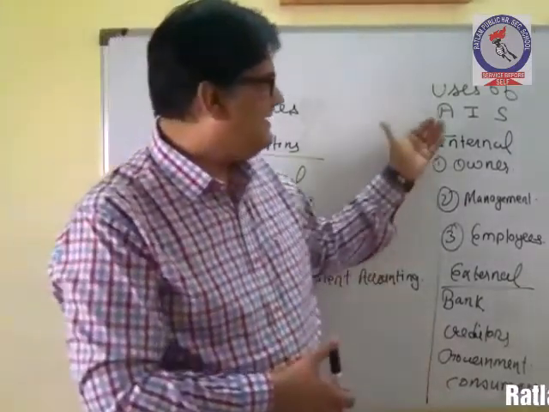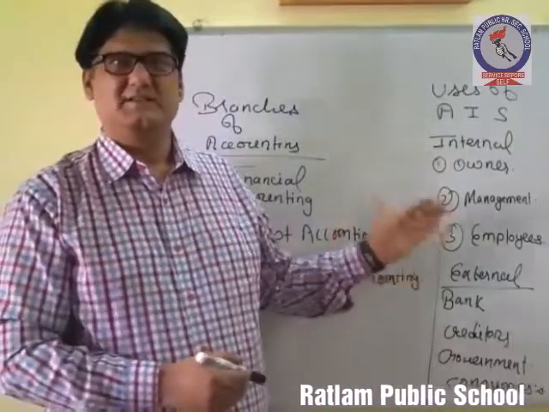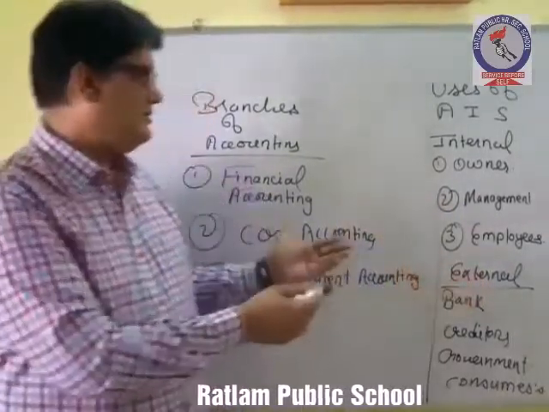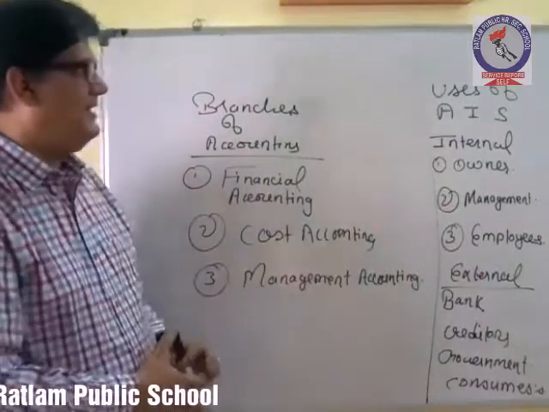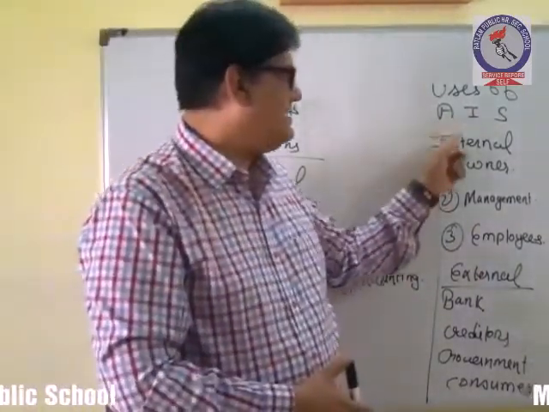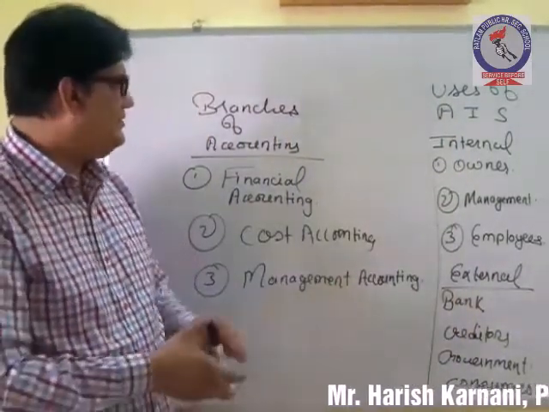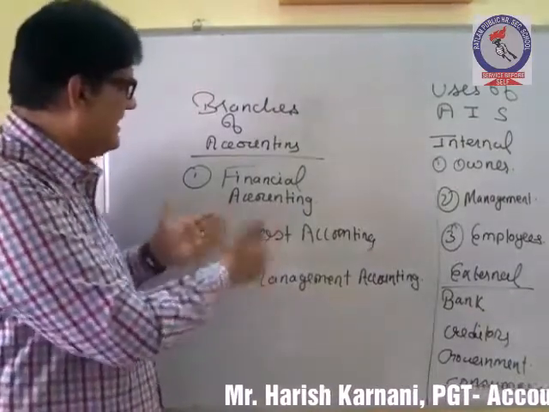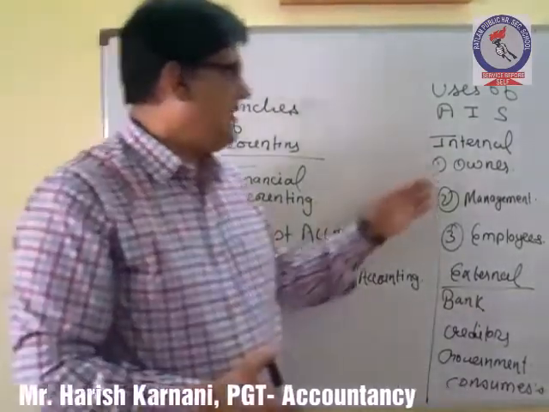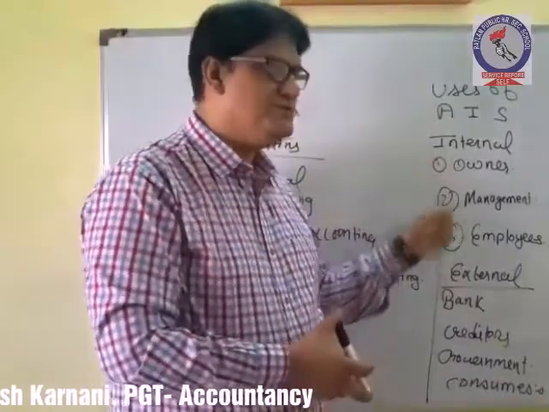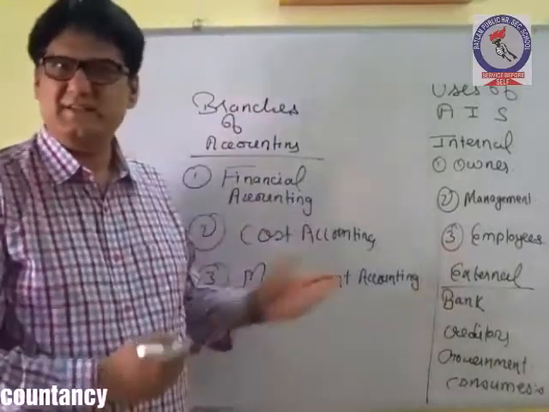So these are the various users of the accounting information system. By going through these two topics, the branches of accounting and how the accounting information system is used by the various types of users, now you will be clearly able to understand the difference between the three branches and what is the basic objective of each user to make use of the accounting information system.